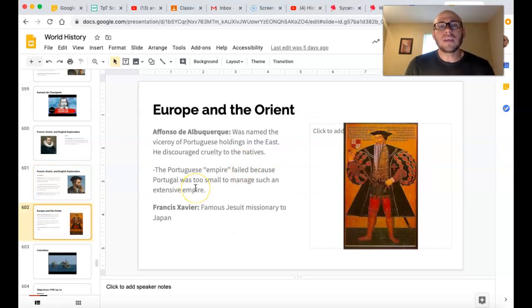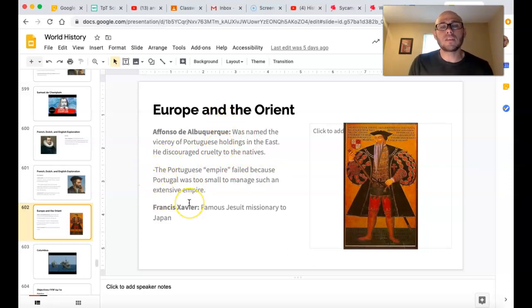St. Augustine, Florida, I think, is the first Spanish settlement, but this is the first English settlement. Okay, Afonso de Albuquerque was named the Viceroy of Portuguese holdings in the East, and he discouraged cruelty to the natives. So we're moving back here real quick. We talked about the French, the Dutch, and the English. We're moving back to the Spanish and the Portuguese for a little bit. And Albuquerque was known for protecting the natives, saying, hey, you can't just go kill these people and take their land. You need to be fair to them, and you need to work with them. And so he is pretty honored for being something of a humanitarian, at least in his day.